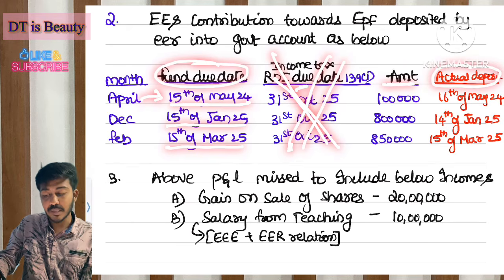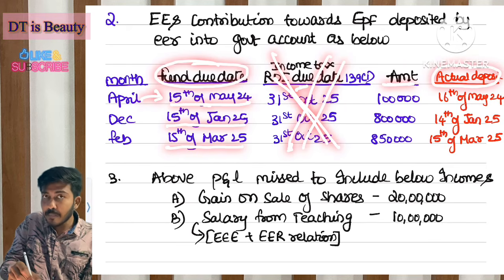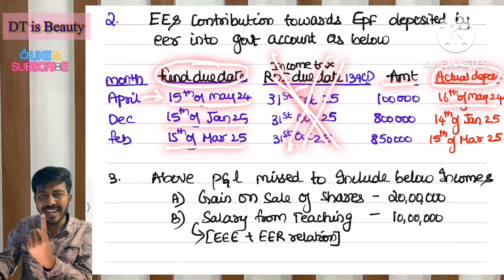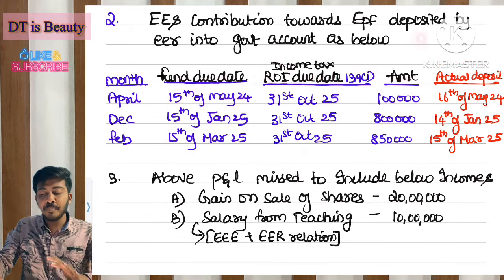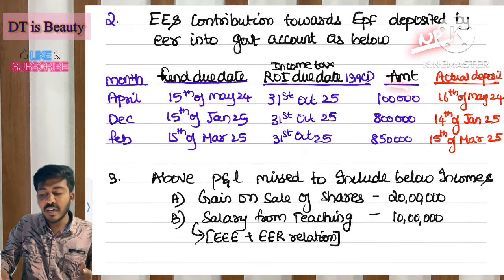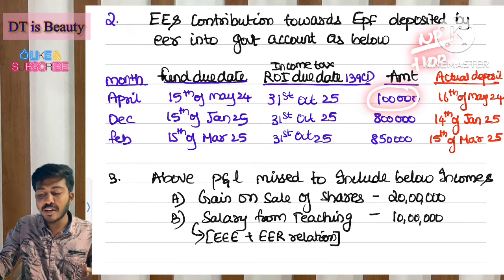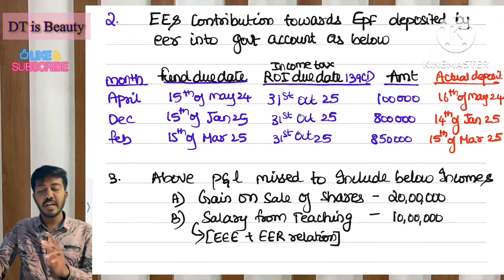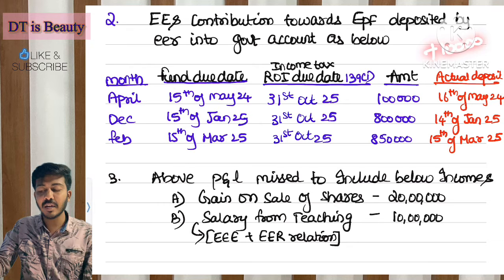An actual deposit date. He was supposed to deposit within 15th of May. Ayyo, he deposited only 1 day late. Still no problem. For the entire net profit, this entire 1 lakh should be added back as a penalizing gesture. It should be added as income to the net profit.